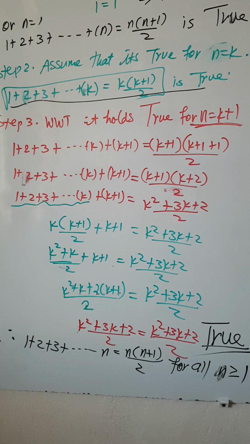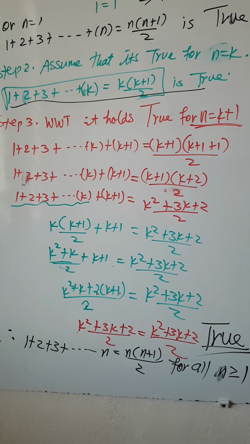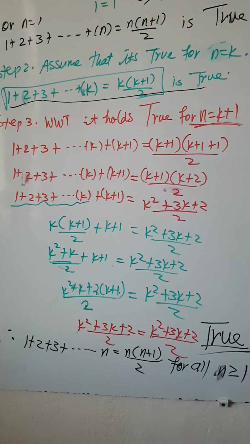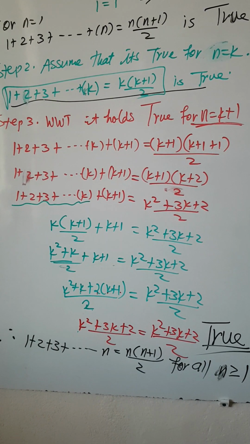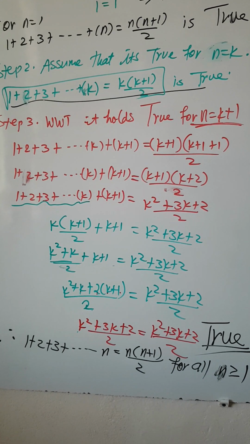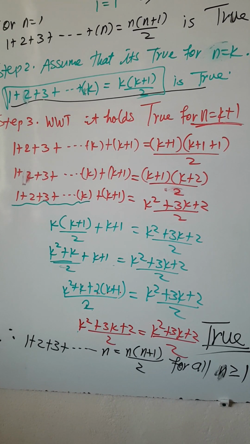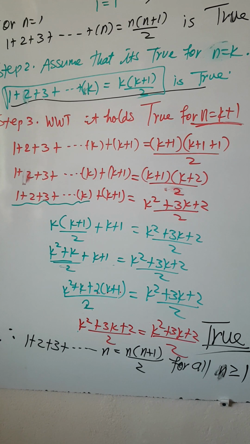So this is how we prove mathematical induction. Simply to revise the steps, the first step is to prove that it's true for n is equal to 1, the first term. The second step is to assume that it's true for n is equal to k. The third is showing it's true for n is equal to k plus 1.